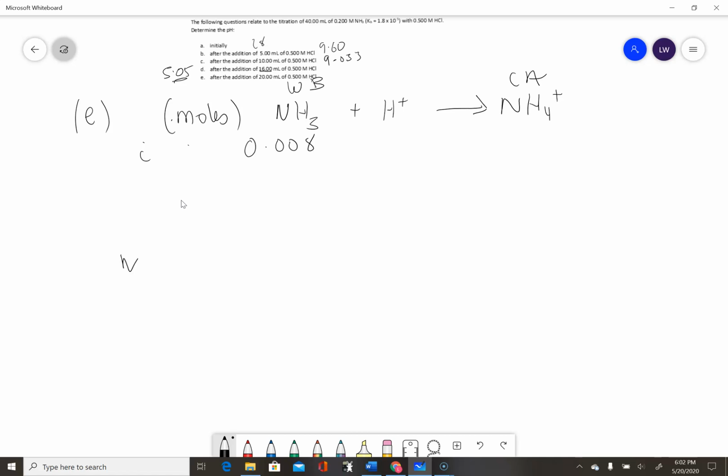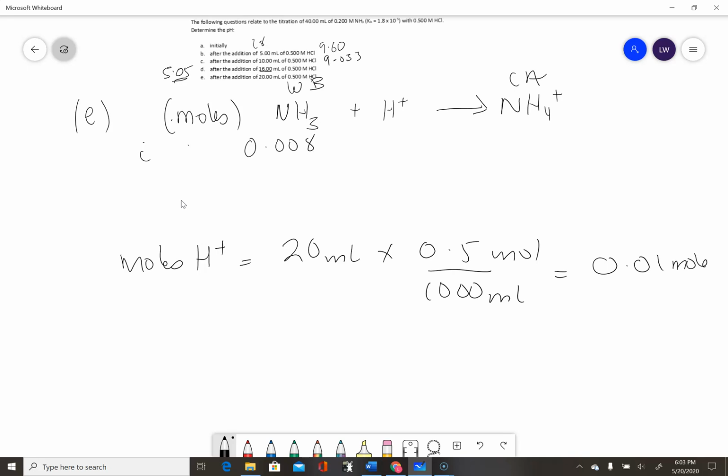ammonia. So now we have to calculate our moles of H+, and so we're adding 20 mL, and the concentration is 0.5 moles per 1 litre or per 1000 mL, and so that works out to be that we're adding 0.01 moles. So in this case, what's happened is we are past the equivalence point. We're adding more strong acid than weak base that we started with. So we're going to use up all of our weak base, and we're going to use up some of our strong acid, and then we're going to convert all of our weak base to its conjugate acid.